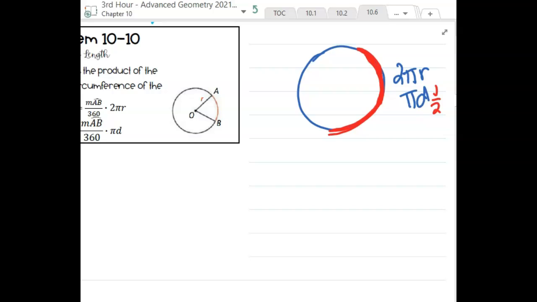Now what happens here is we may not be talking about a quarter or a half. We may know that this angle measure is 25 degrees. And I want this measure right here. If that angle is 25 degrees, how could I write what part of the circle I have?